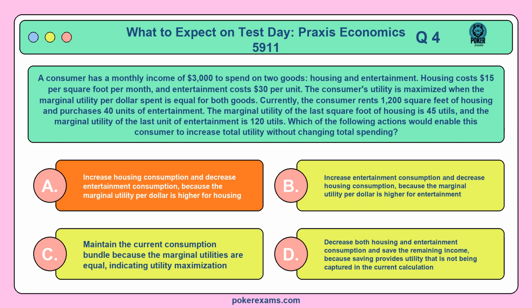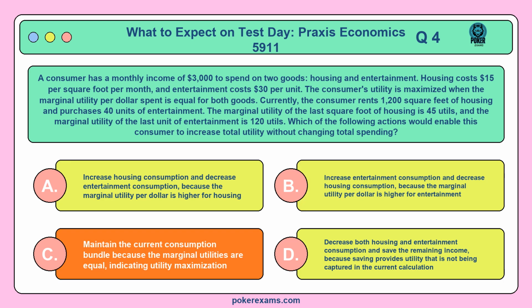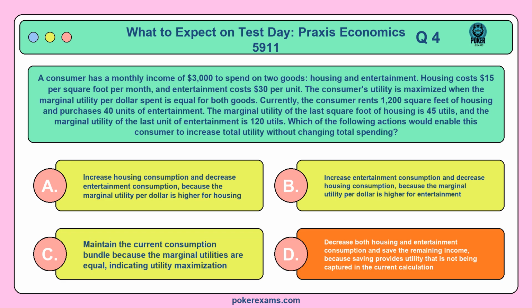Is it option A, increase housing consumption and decrease entertainment consumption, because the marginal utility per dollar is higher for housing? B, increase entertainment consumption and decrease housing consumption, because the marginal utility per dollar is higher for entertainment? C, maintain the current consumption bundle because the marginal utilities are equal, indicating utility maximization. Or D, decrease both housing and entertainment consumption and save the remaining income, because saving provides utility that is not being captured in the current calculation.